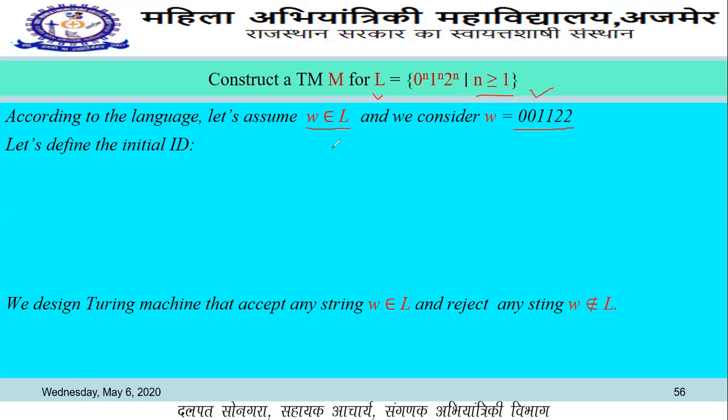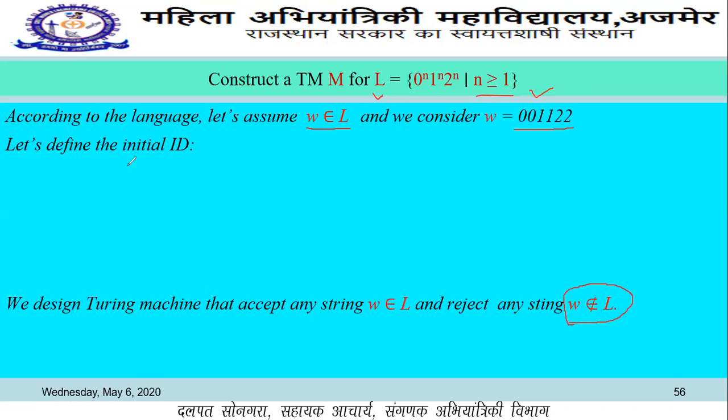And now, because we have to construct a Turing machine for this language L that accepts all strings w which belong to L and rejects all strings which do not belong to L, here we start the construction of the Turing machine.